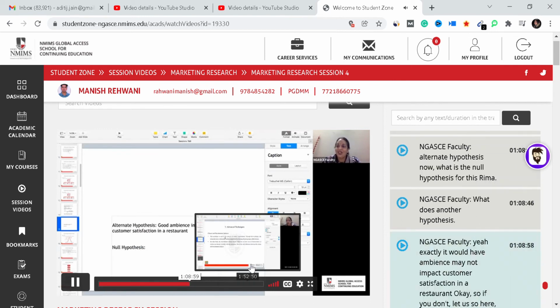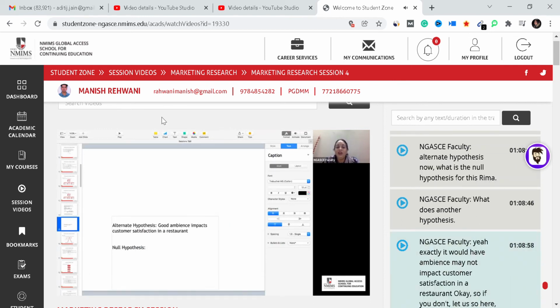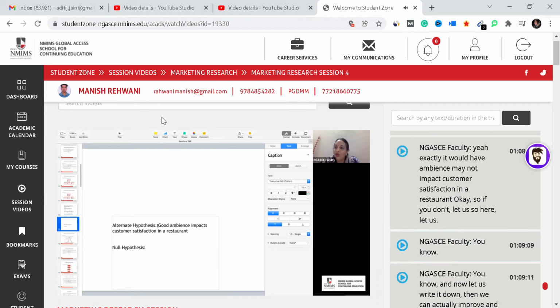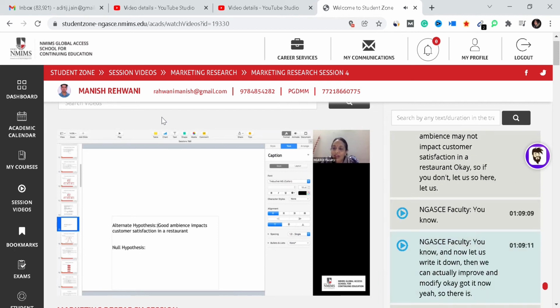Yeah, exactly. Good ambience may not impact customer satisfaction in a restaurant. Okay, so let us now write it down. Then we can actually improve and modify this. Okay, got it?